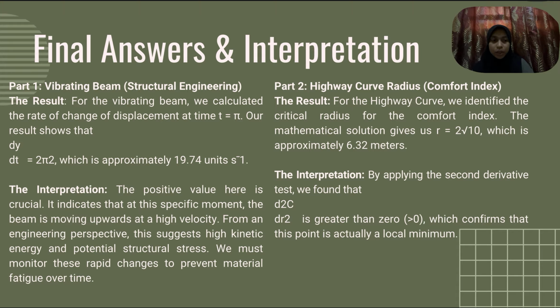The interpretation: by applying the second derivative test, we found that d squared C per dR squared is greater than 0, which confirms that this point is actually a local minimum.